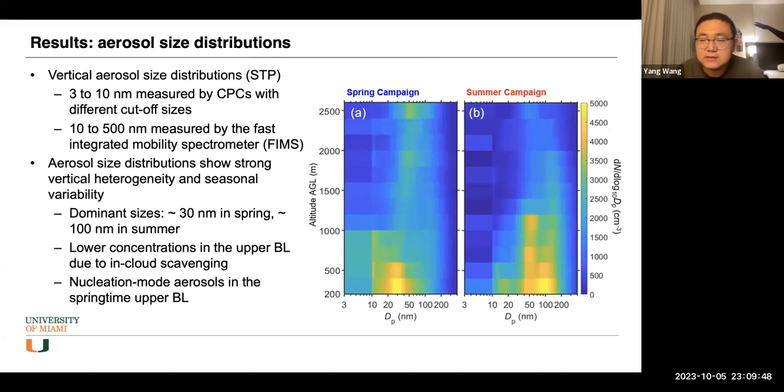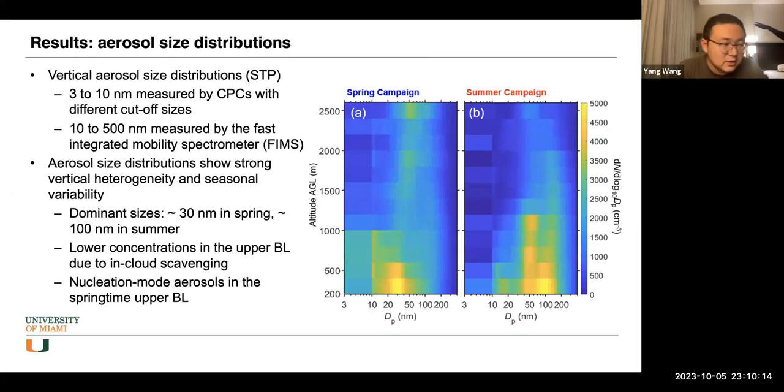So you can see this gradual decrease of the aerosol concentration, which is likely due to the cloud processing or the scavenging. And further, if you look at the springtime, you can see this relatively high concentration of the nucleation mode aerosols. And this is showing both in the film size range below 20 nanometers, and also the CPC size range between 3 to 10 nanometers.